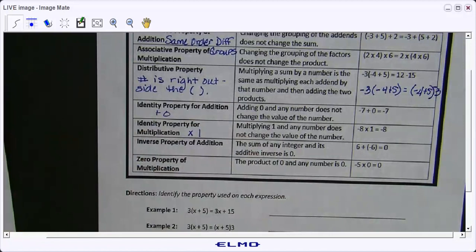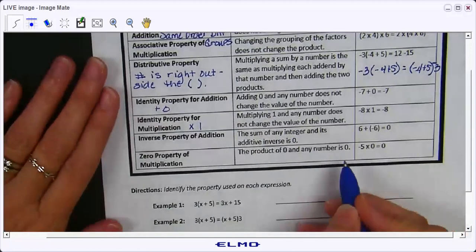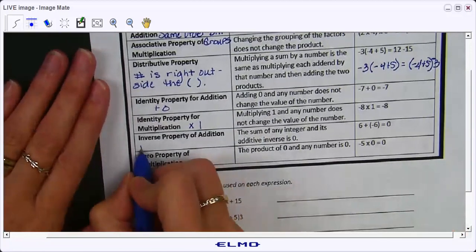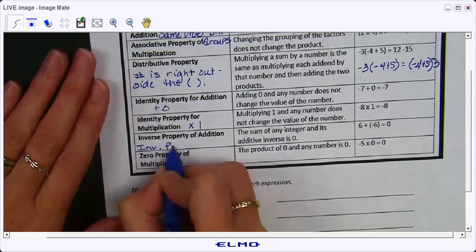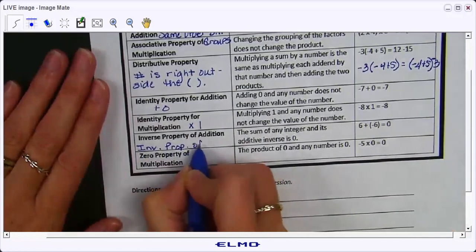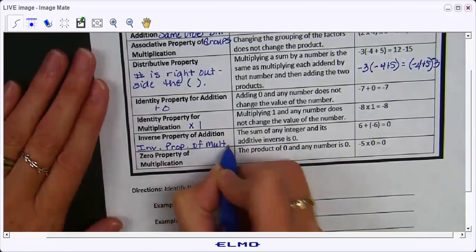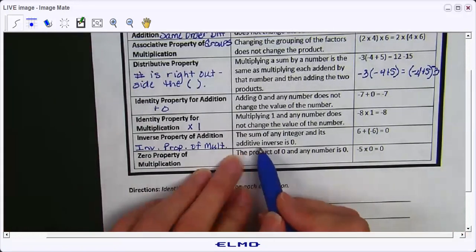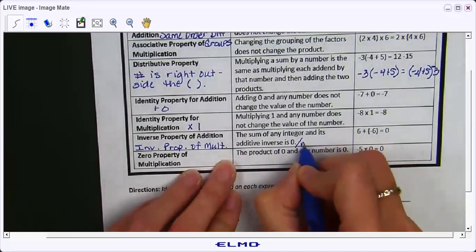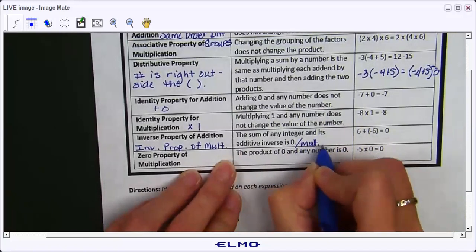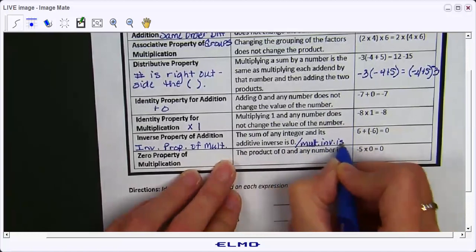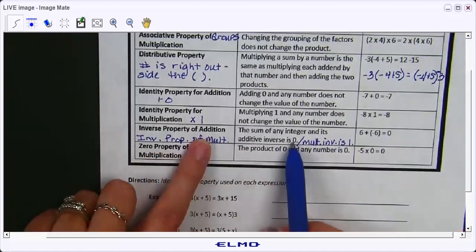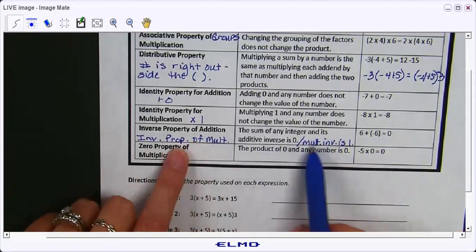Let me show you something really quick. I'm gonna add one over here. The inverse property of multiplication. And I want you to add this here. This is when the multiplication inverse is 1. So for addition, it's 0, the additive inverse. For multiplication, it's a multiplication inverse of 1.